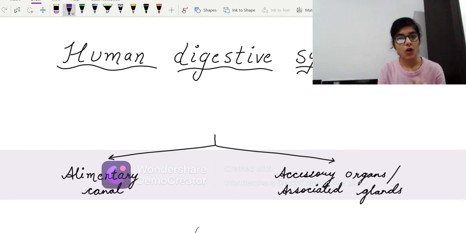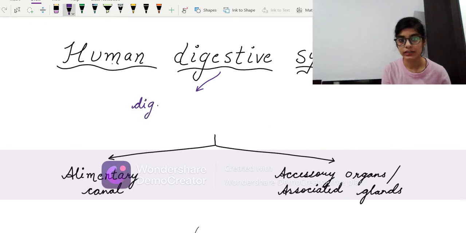Right? We all know that we eat food, right? We all have to eat food to get energy so that we can do our work properly. So, the human digestive system. The word digestive comes from the word digestion. And what does this word mean? What is this digestion?